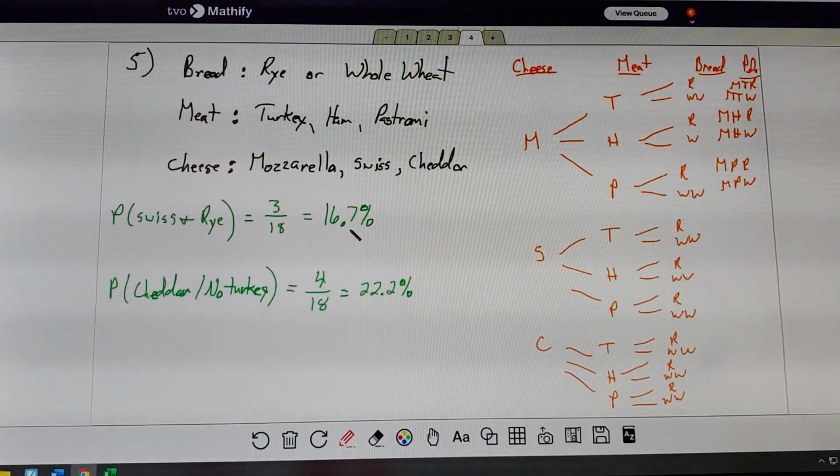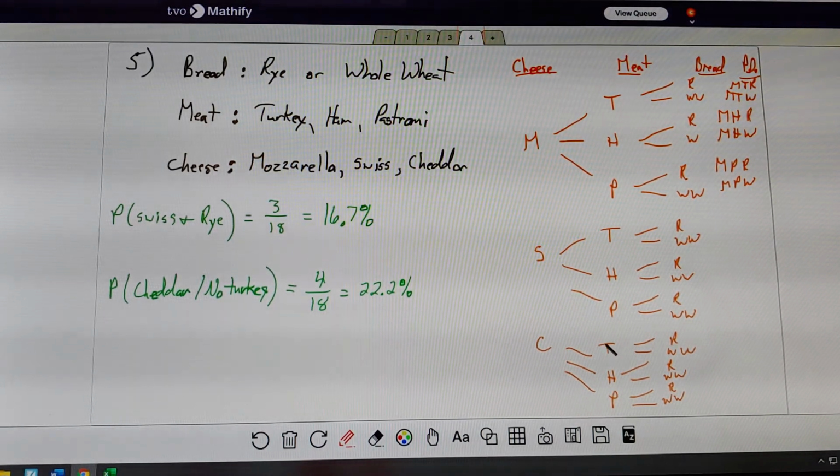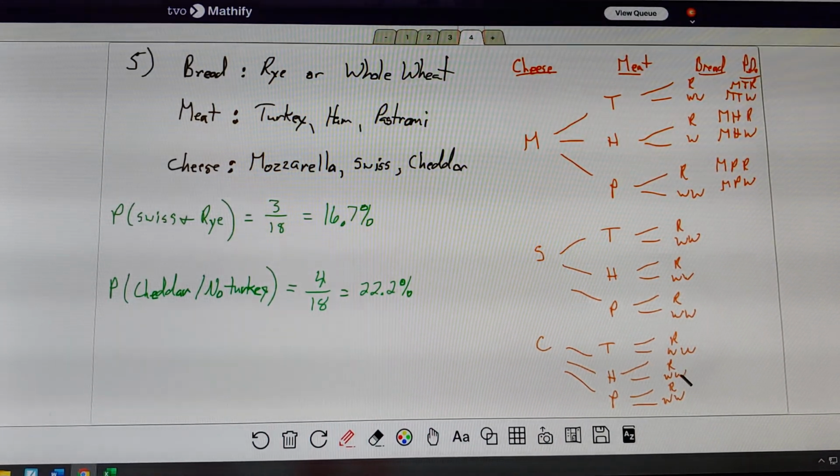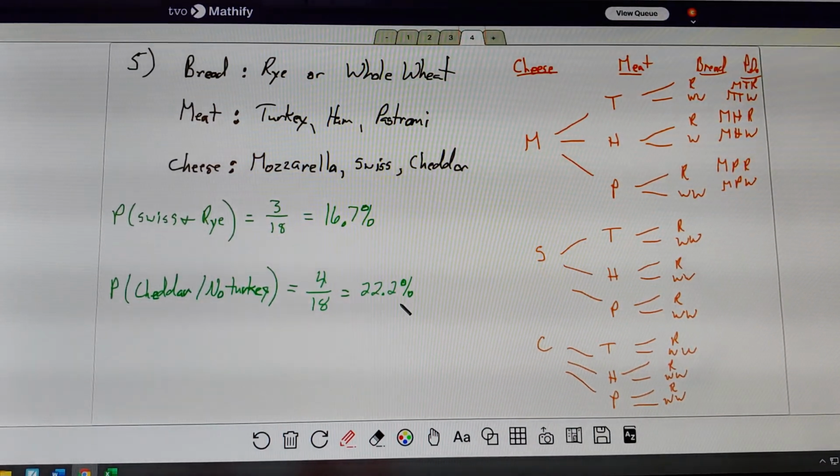So probability that she could get a cheddar cheese but no turkey. Well, cheddar cheese is here. The turkey is there, so we can't use these 2 choices. So how many choices are left with cheddar and no turkey? Well, 1, 2, 3, 4 of them. Out of 18, 22.2%.